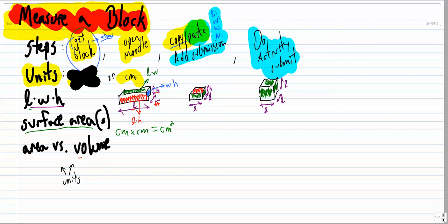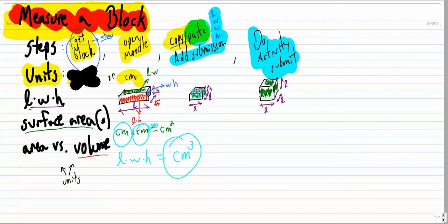Let's talk about volume. What is volume? Volume is the size of the whole enchilada, what the whole block could contain. And that is length times width times height. So in that case, we're going to have centimeters times centimeters times centimeters again. So that's going to be cubic centimeters. That's what our volume is going to be measured in.